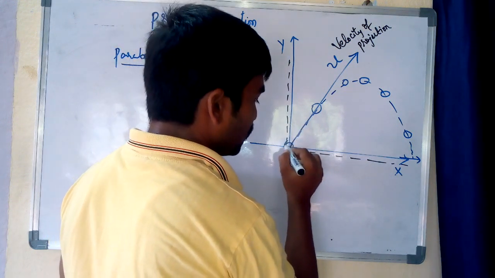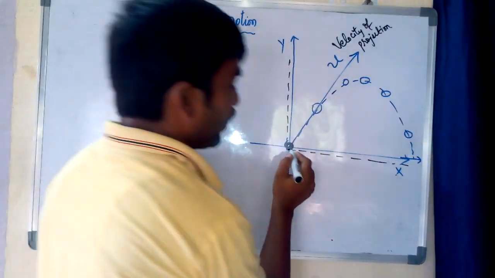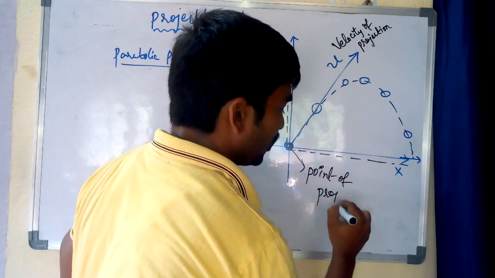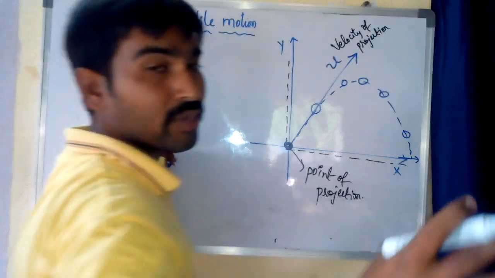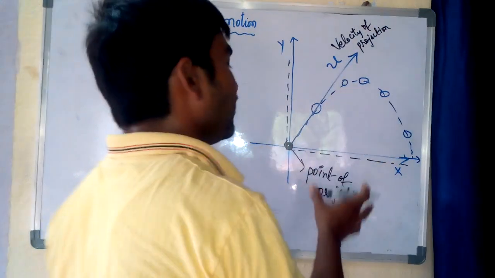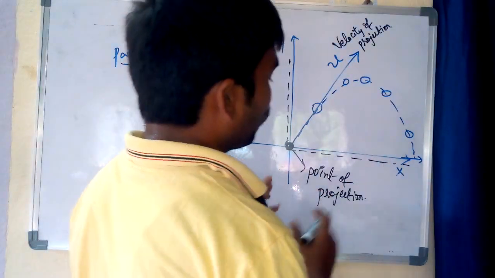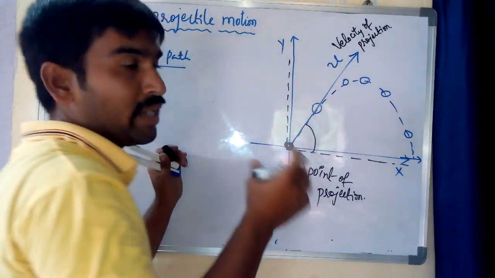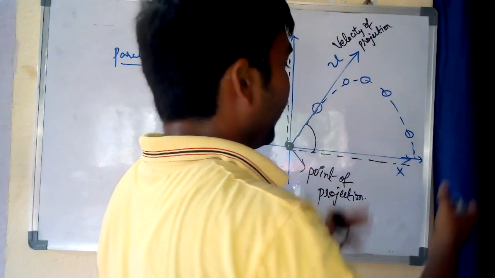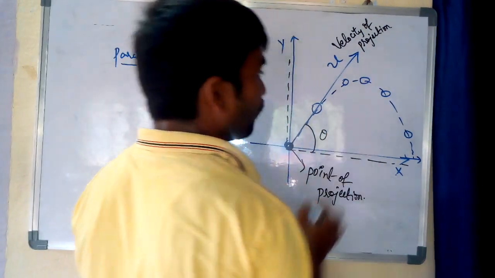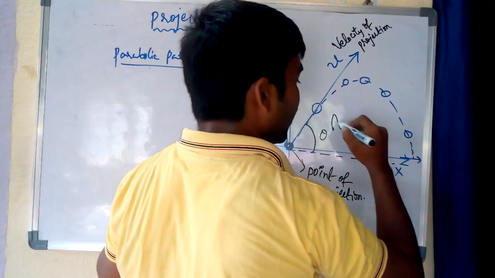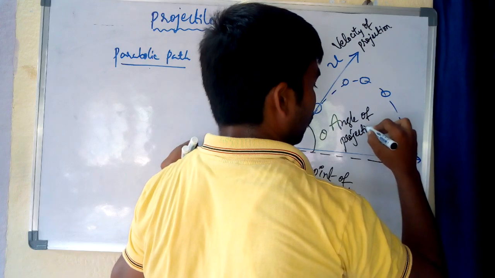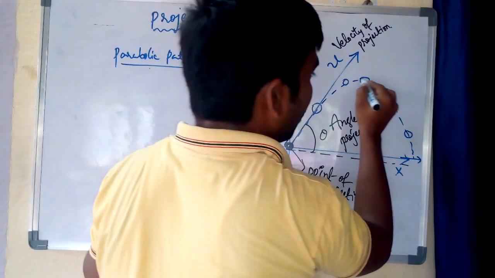So here this point is known as the point of projection. What is that? The point of projection. It will start the motion, and this angle made with the x-axis along the x direction is called theta. The theta is known as the angle of projection.